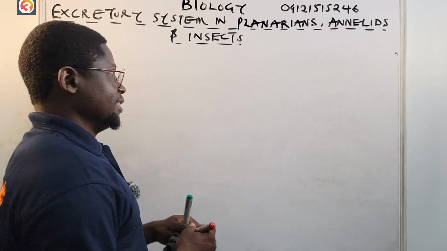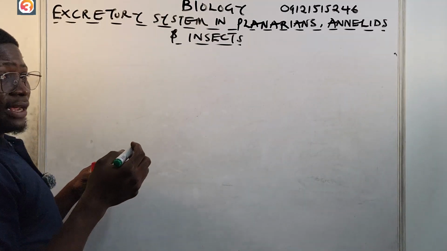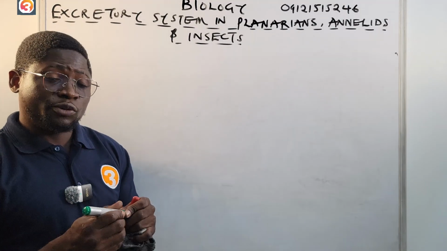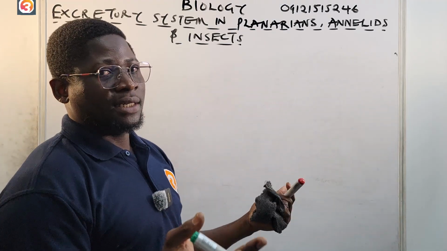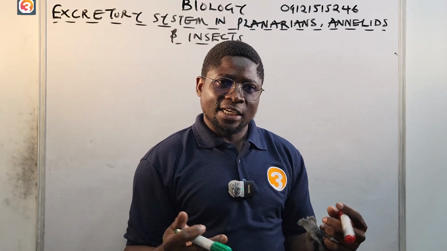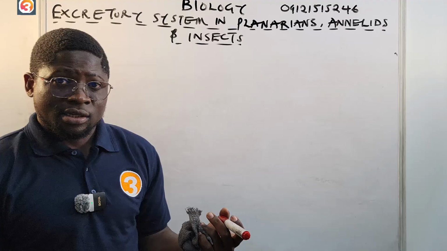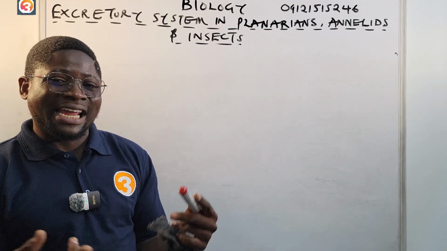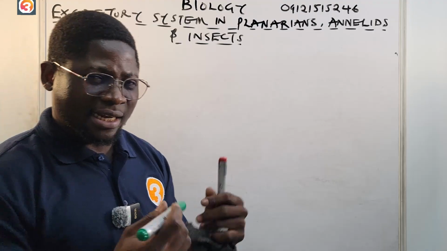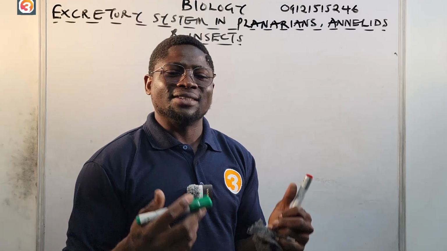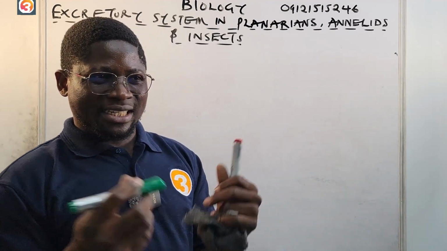So let us take a look at it. Insects have a well-developed excretory system that helps them to remove waste and also to maintain water balance. As you know, insects need to conserve water, isn't it? So that they can be able to stay in dry environments. So how do they do this? They use the Malpighian tubule, which is the main excretory organ in insects.